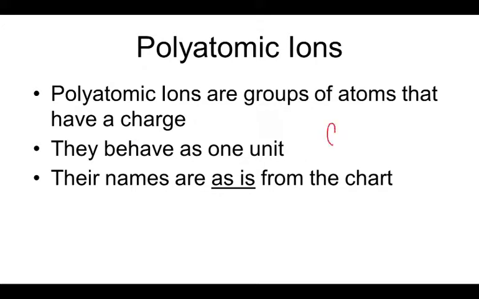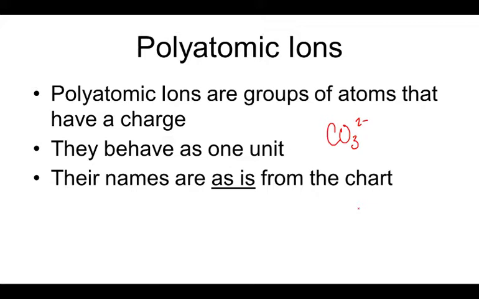So as an example, here's carbonate. When you have a carbonate ion, these atoms, this one carbon and 3 oxygen, all stick together, and they all have a charge of 2 minus. So it behaves as one unit, and it can move around and get stuck to other cations. Now, it is a little bit more complicated than that, but all we're talking about is naming. So you just need to know how to name using polyatomic ions.